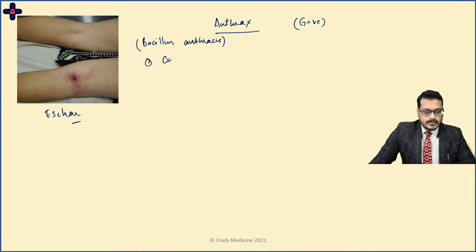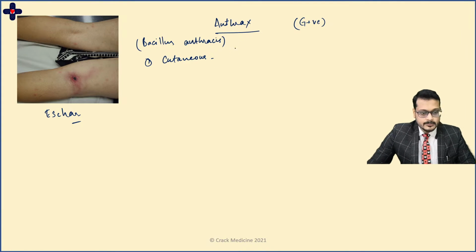The first one is cutaneous. Okay, what is the cutaneous form of anthrax called? Please tell me, guys. So this is the most common one, which is present in 95% of the infections. So this has a very good outcome, and you can treat it very easily with penicillin. If allergic or something, then you can use ciprofloxacin.